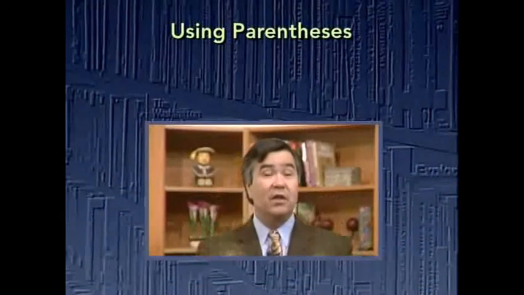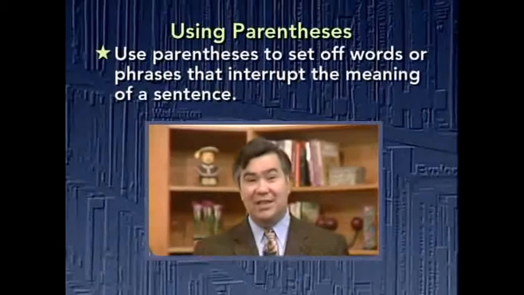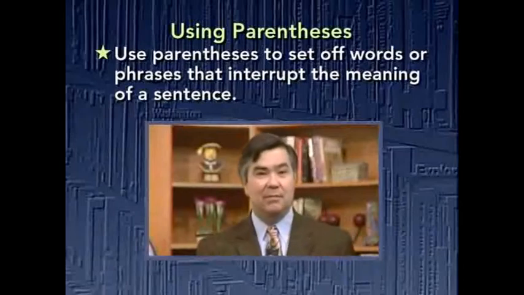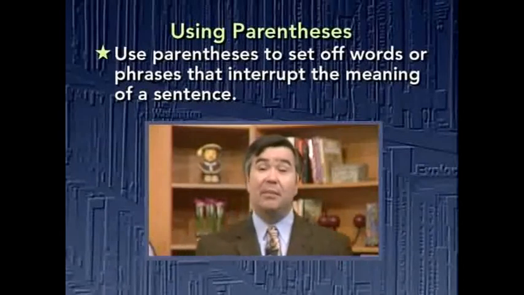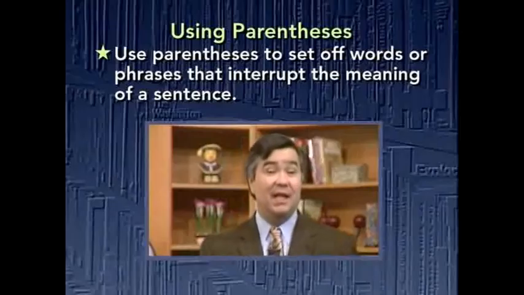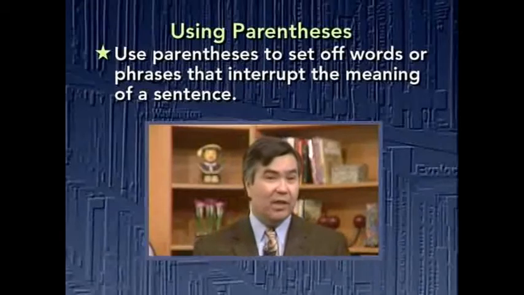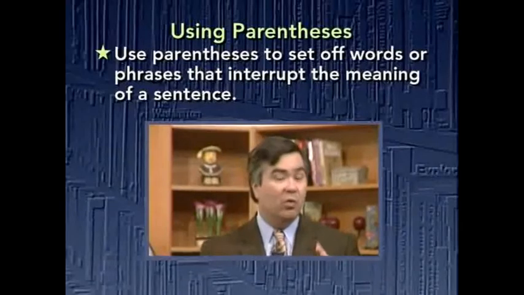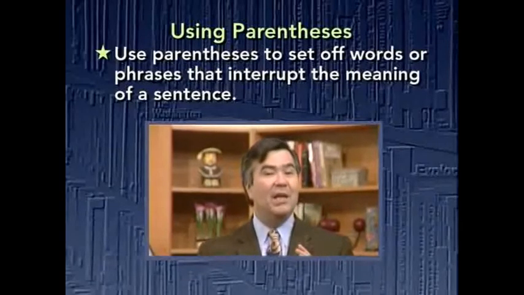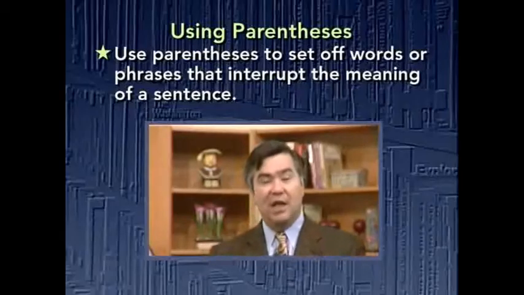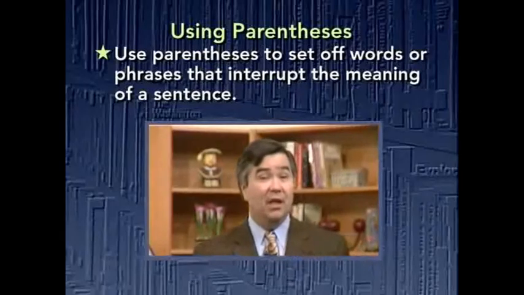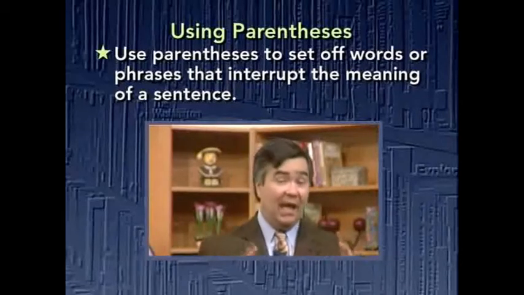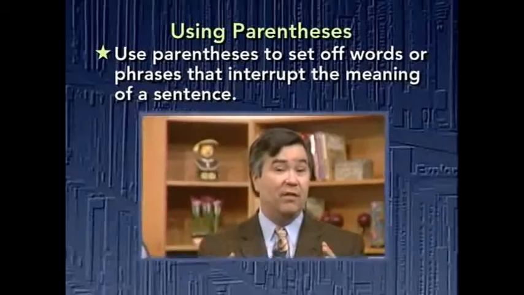They're those little curved symbols, and parentheses are used to set off words or phrases that interrupt the meaning of a sentence. Now, we've already seen that pairs of commas can be used to set off words that interrupt the meaning of a sentence. Parentheses would mark a stronger interruption. The words within parentheses should truly be relatively unimportant or non-essential for the meaning of the sentence, almost words that the reader could ignore and still capture the gist of the meaning of the sentence.